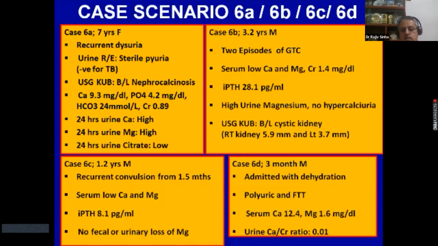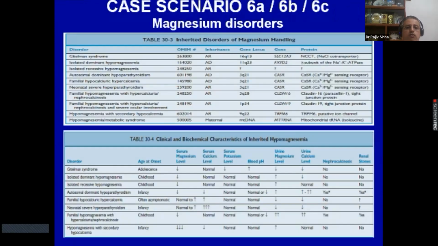And the last one is a 3-month-old boy admitted with dehydration, found to have polyuria and polydipsia. And here we have a high calcium and a borderline magnesium. And the calcium creatinine ratio is quite low, 0.01. So these are various magnesium disorders, and I'll not go into them in detail, but I'm sure you can identify some of our cases there.